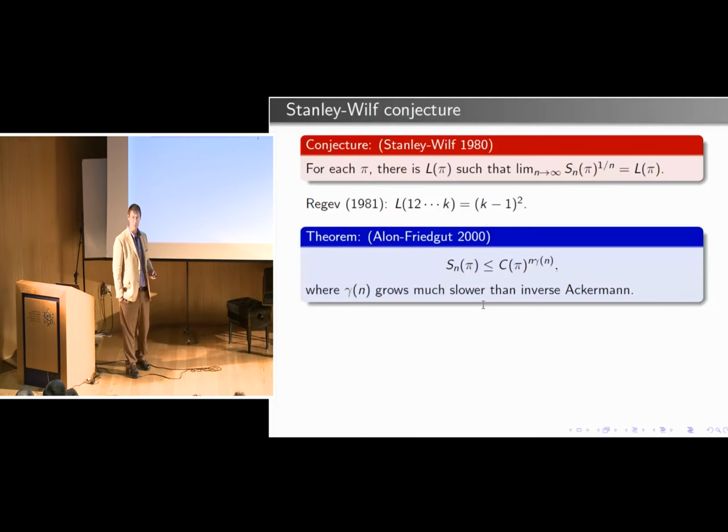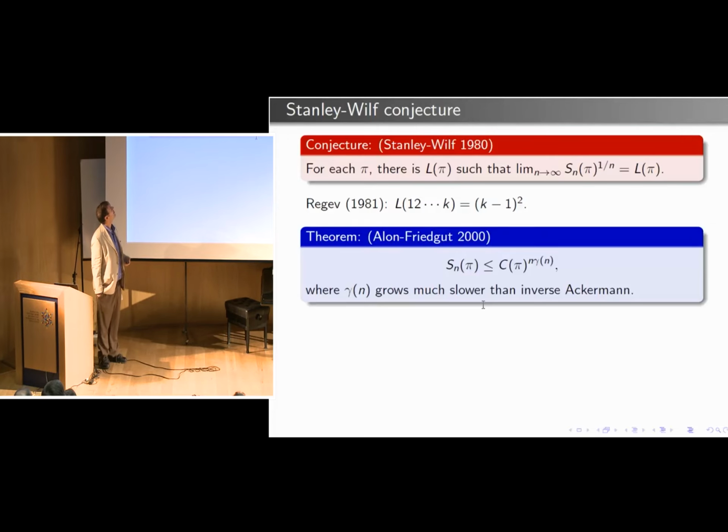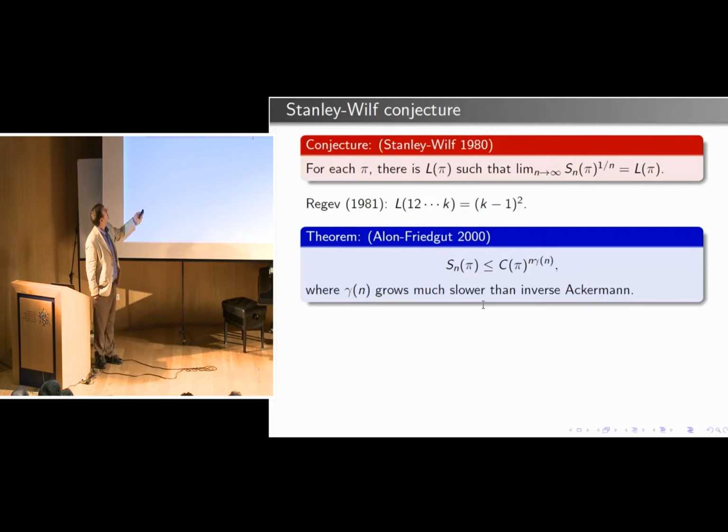Now, the first huge progress on this problem was made by Alon and Friedgut. They proved that Sn(pi) is at most some constant depending on pi, to the n, times gamma of n. Now, what is this gamma of n? If this gamma of n was a constant, that would be the Stanley-Wilf conjecture. But it grows very slowly to infinity. In fact, it grows much slower than the inverse Ackermann function. It's the number of times you need to iterate the inverse Ackermann function to get down to 1.